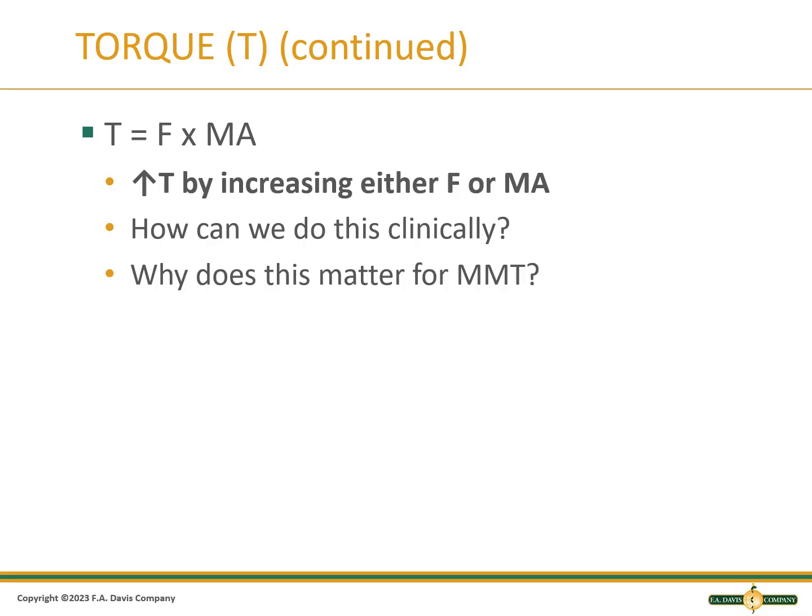So our equation for torque is torque equals force times the moment arm. Adjusting either part of the right side of our equation is going to change the amount of torque produced. I want you to pause and take a minute to think about how we can increase or decrease torque clinically, and why does understanding how to adjust torque matter to things like manual muscle testing. Write your answers down and bring them to class to discuss.